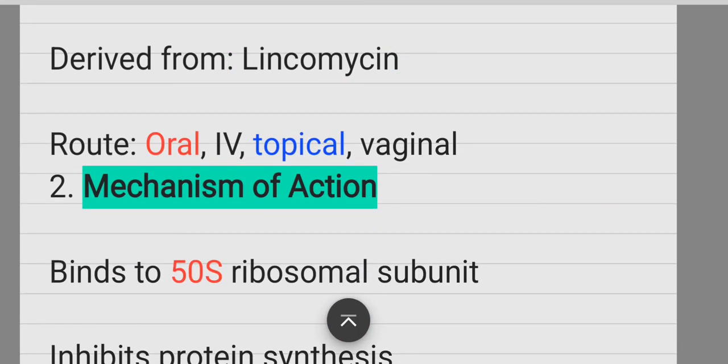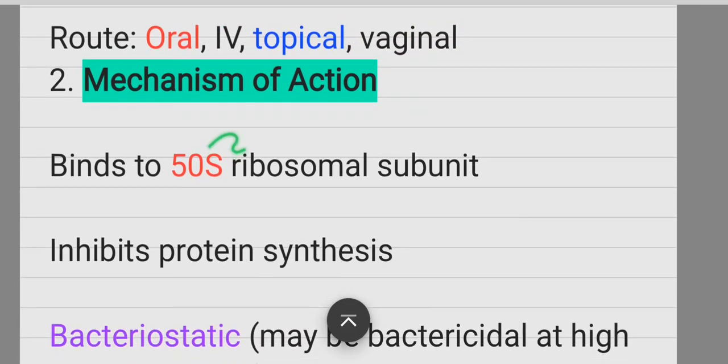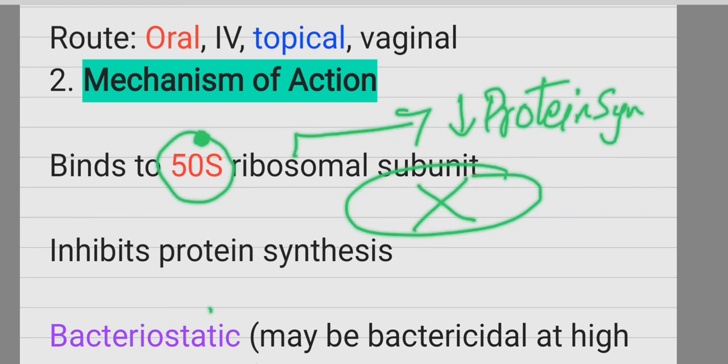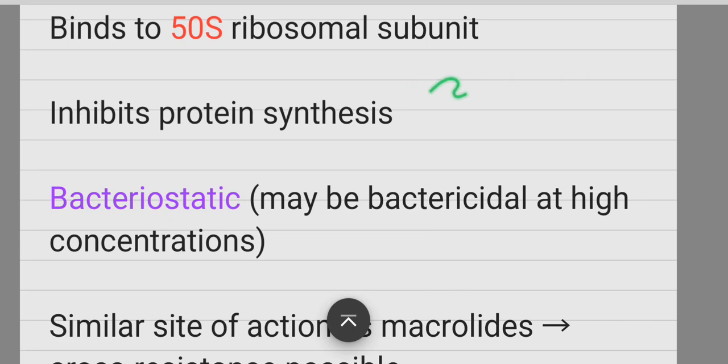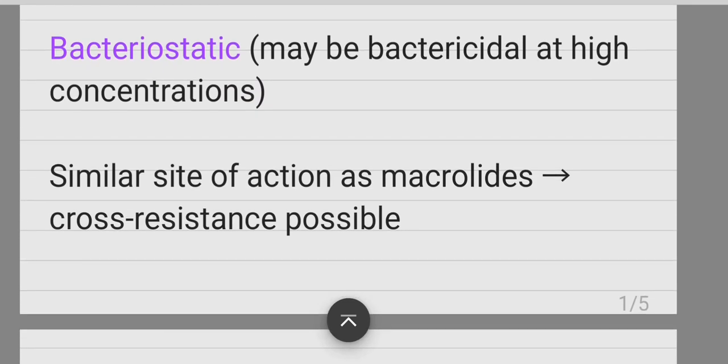It can be given orally, it can be given intravenously, it can be given topically, and vaginal creams are also available. It binds to the 50S ribosomal subunit, and when it binds to the 50S ribosomal subunit, it inhibits protein synthesis. When protein synthesis is inhibited, then bacterial proliferation is stopped, so it is a bacteriostatic antibiotic. So bacterial growth is inhibited.